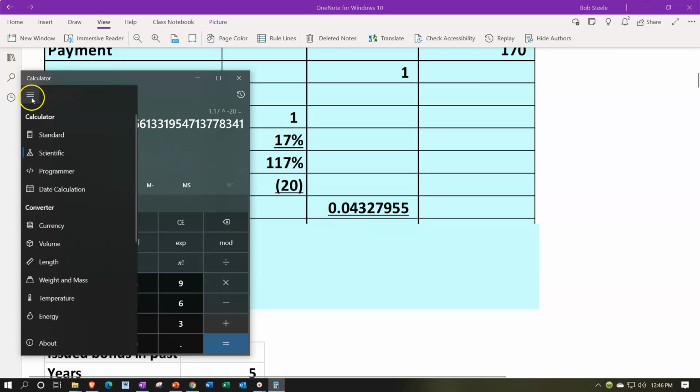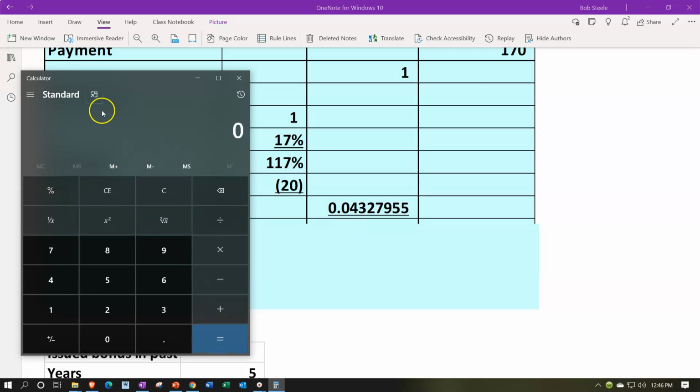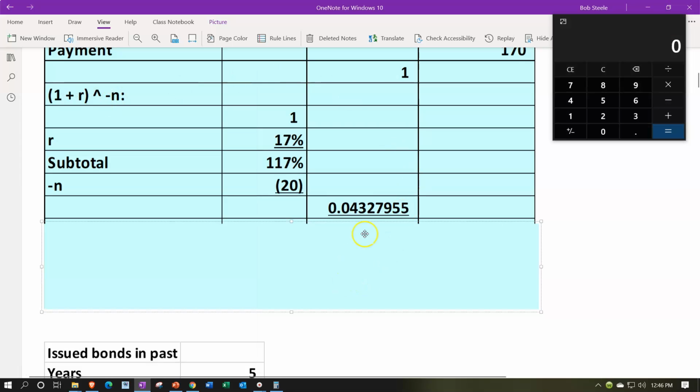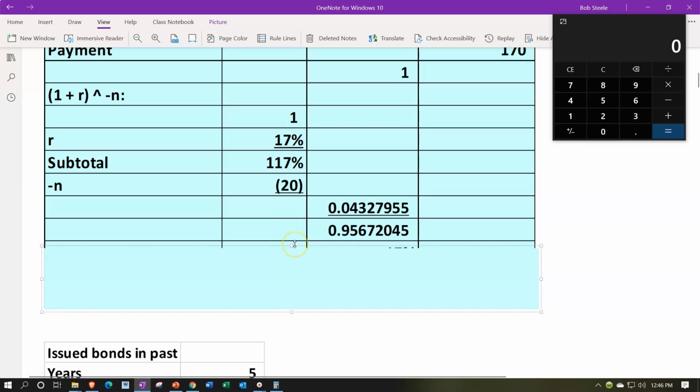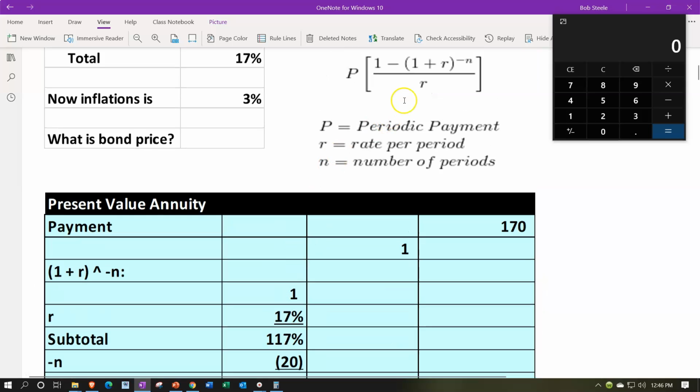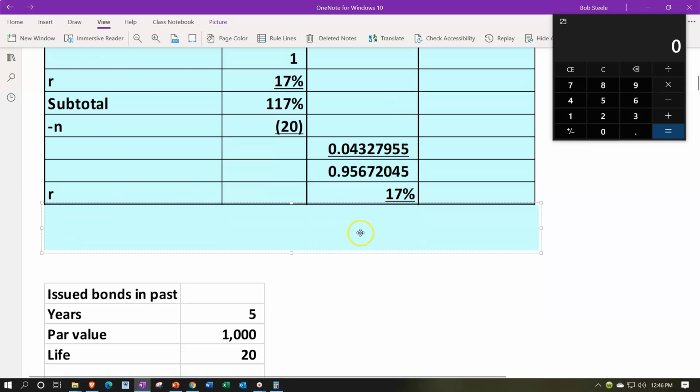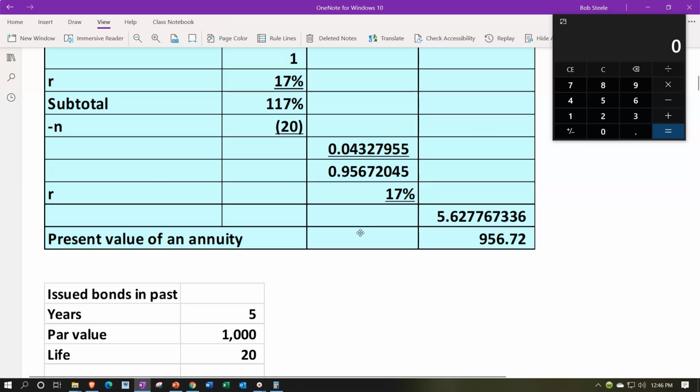I'm going to switch back to the standard calculator now. Standard calculator. Pull that up top. Now we're going to complete the numerator, 1 minus that thing we just got. That's going to give us the numerator 0.9567245. The denominator simply is 17%. That's going to be the rate. So now we can take the numerator divided by the denominator, and that's going to give us 5.6277.